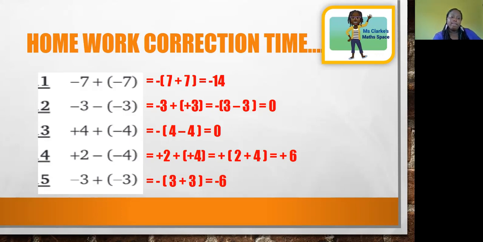Question 5, we have -3 plus -3. So rules of addition, rule number 1, we have the same sign. So we're going to add the two numbers. 3 and 3 is 6. And then keep the sign, which is negative. So our answer is going to be -6. Put your ticks and let's move along. So we're going to question 6.